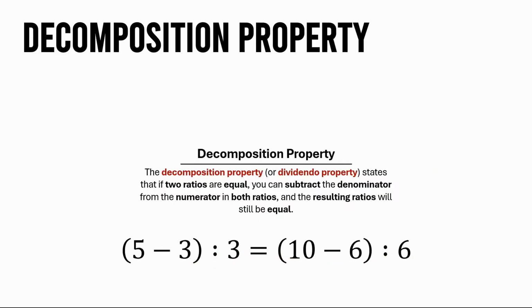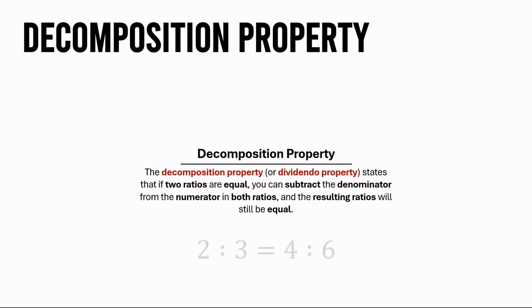What we got is the proportion we originally started with in the composition property. So 2 is to 3 as 4 is to 6. And here I have just rewritten it as a fraction.